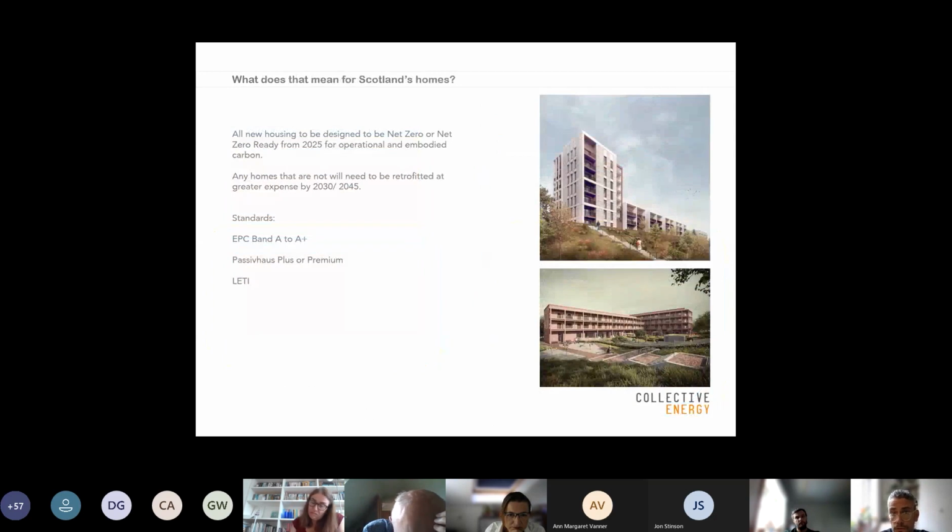So what does net zero mean for Scotland's homes? Our view is that all new housing needs to be designed to be net zero or net zero ready from 2025. If you're going to aim to hit 2030 as a net zero, that it's almost sort of non-negotiable. Any pipeline work from 2025 needs to be along those lines. And similarly, even if you're aiming for 2045, you should really be thinking along those lines as well, purely because any homes that are not designed to those standards will need to be retrofitted at a far greater expense than to build in the measures now. So what does that mean standards wise? You're looking at EPC band ratings of A to A+, and Passive House Plus or Premium, and designing to LETI standards, which is the London Energy Transition Initiative guidelines.